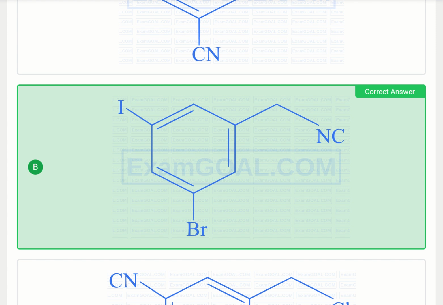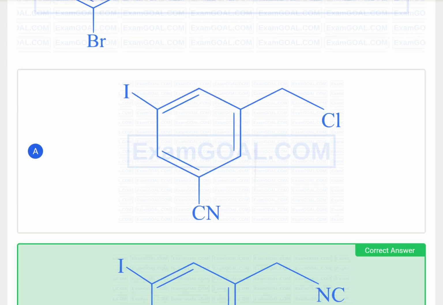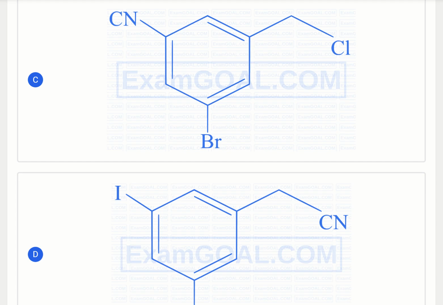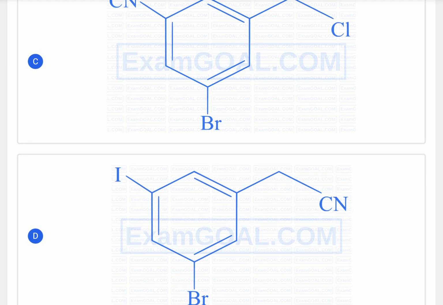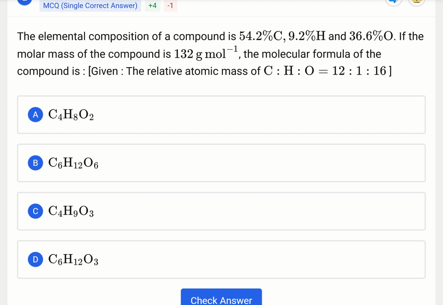AgCN gives you NC. If you want to go by trick, then just check option A. There is no NC. In option B, there is one NC. In option C, there is one CN. In option D, there is one CN. So by trick and concept, both things you can apply. By trick, it was directly B because there was only one isocyanide. So moving to the next question.